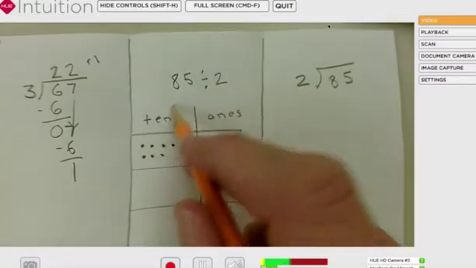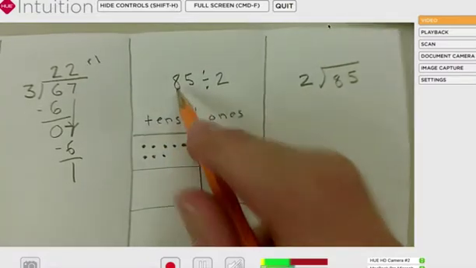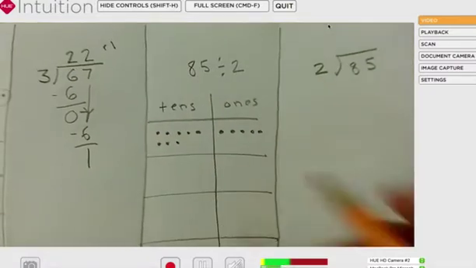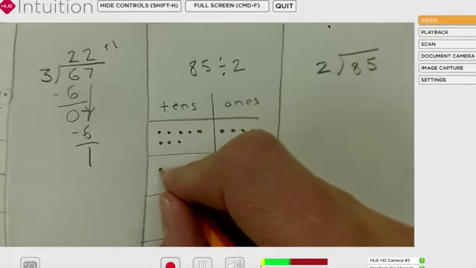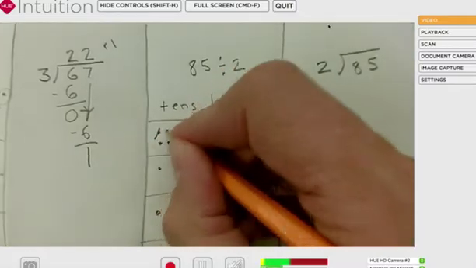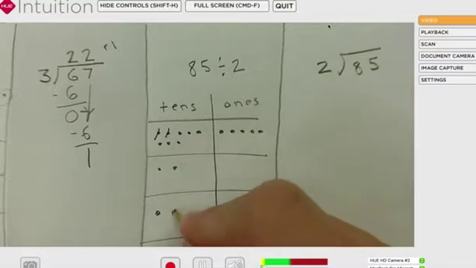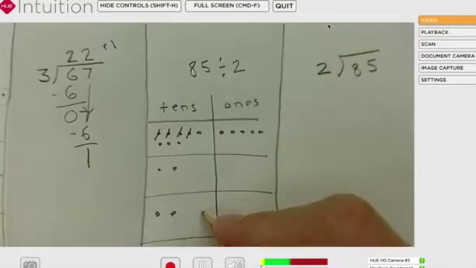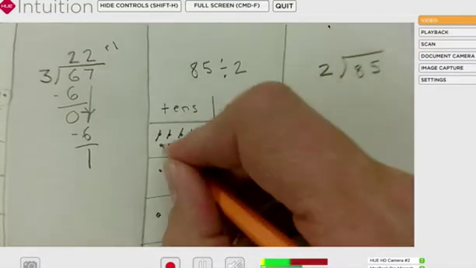We're going to start with the number in the tens place, 8. And we're going to be separating that. Okay, ready? 1, 2, cross it out. 1, 2, cross it out. 1, 2, cross it out.